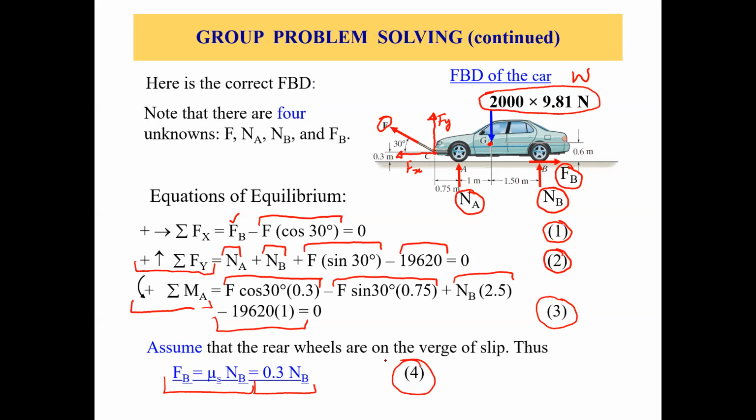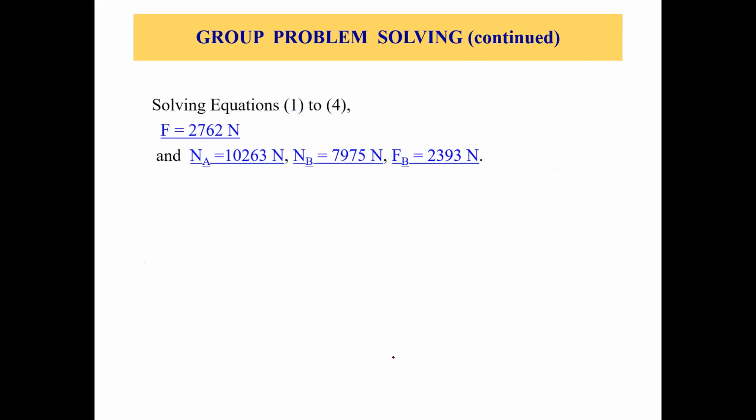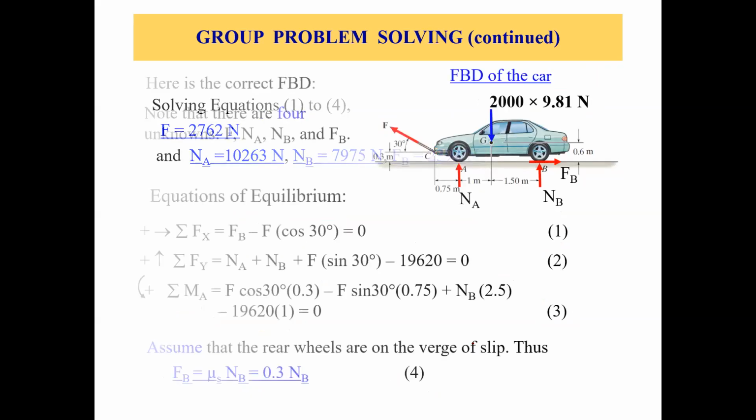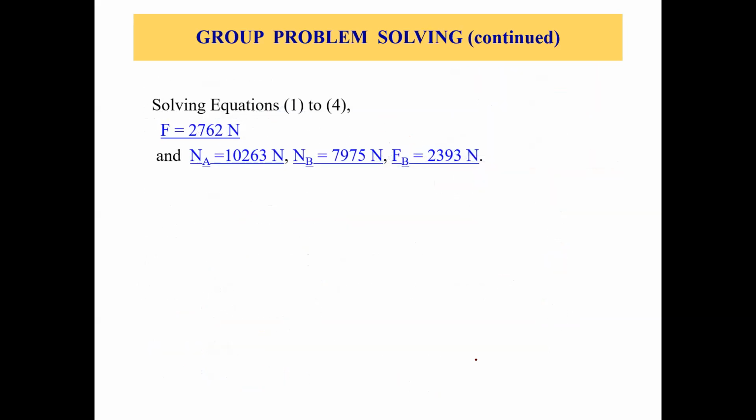Now we have 4 equations, 3 from the equations of equilibrium and 1 from the friction equation, and we have 4 unknowns. So now we can solve these 4 equations to get the values of these 4 unknowns. I'm not going to go into the details of solving equations 1, 2, 3, and 4. If you just solve them, you get these answers. You get F equals 2,762 newtons, and also NA, NB, and FB.